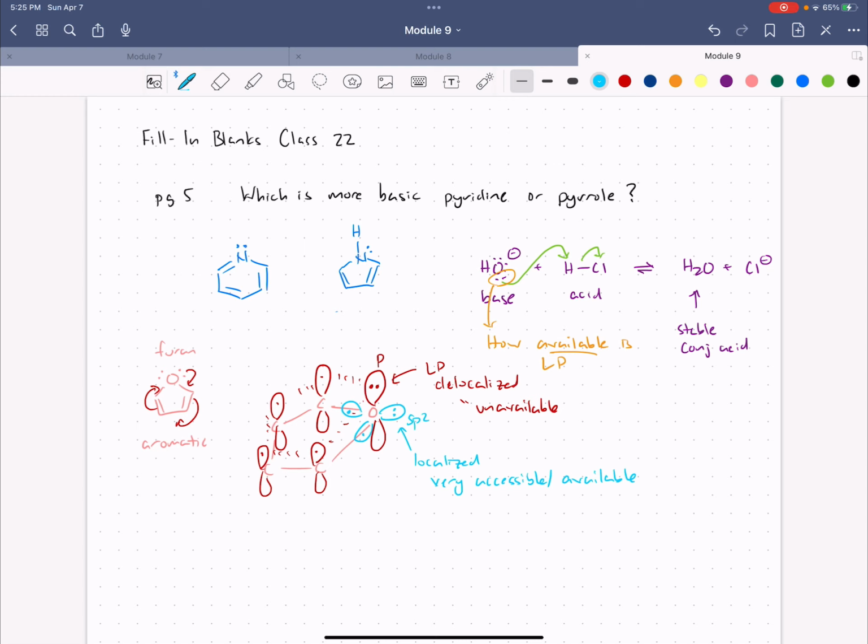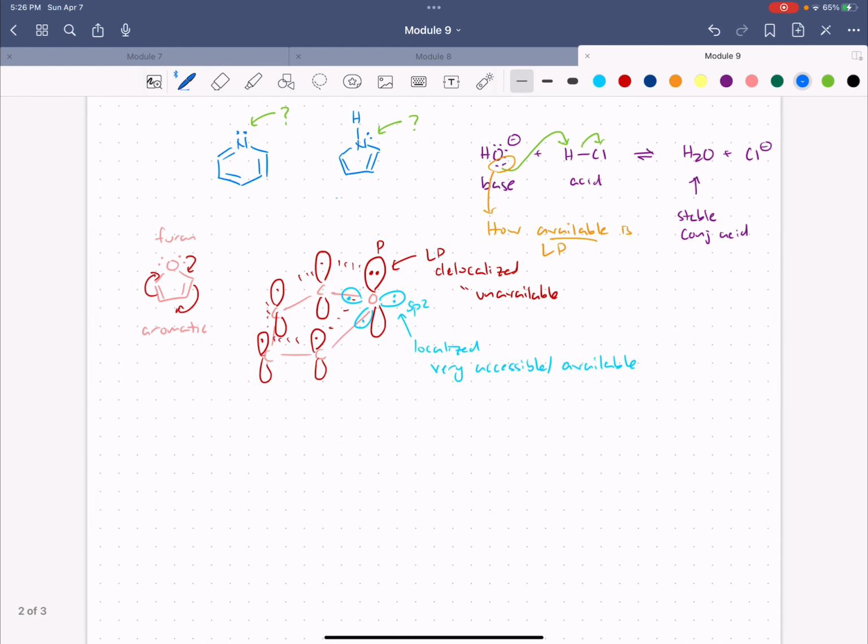Can you see the goal? The goal is actually figuring out where these lone pairs are. Okay? So let's back away from the idea that we're looking at basicity. Let's just analyze pyridine, okay? And to figure out where the lone pair is, we're going to draw a cartoon.